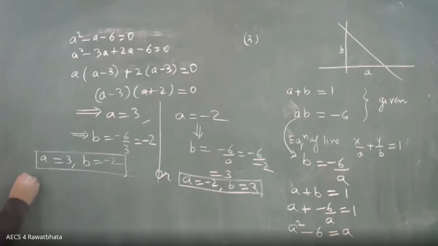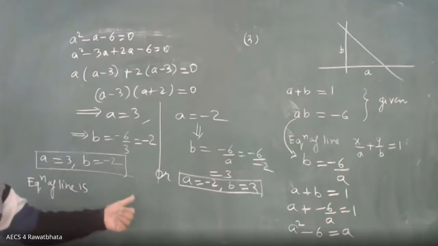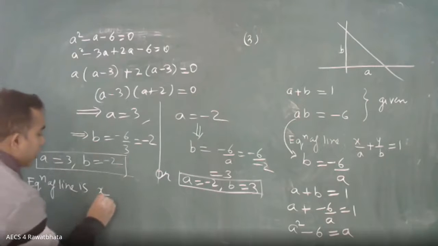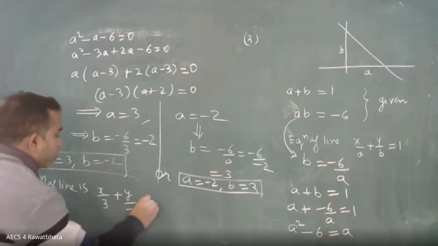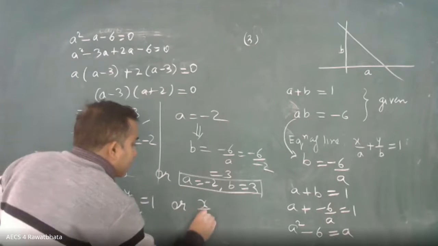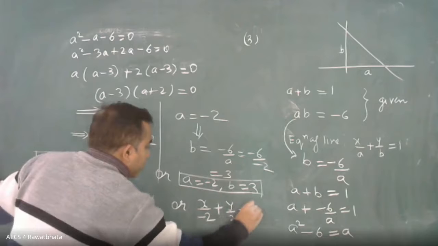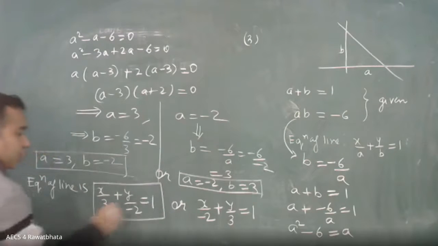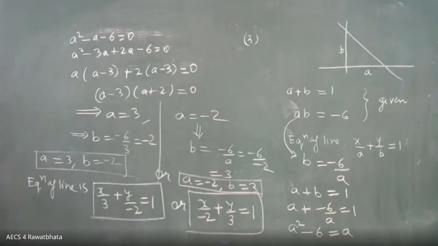So what should be the equation of line? It is x upon a plus y upon b equal to 1. Let us put the values: x upon 3 plus y upon minus 2 equal to 1, or x upon minus 2 plus y upon 3 equals 1. You can check it. Is this right, students? Please check it and tell me. Ankit Jangir, is this right? Please tell me someone. I hope it should be right.